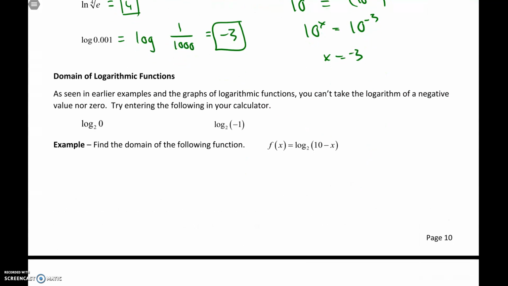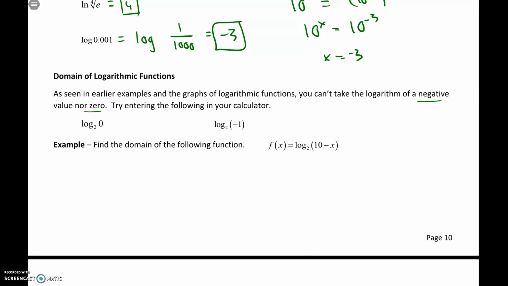As seen in earlier examples and the graphs, you can't take the log of a negative. All right, so I'm sorry, I got distracted here. We can't take the logs of negatives or zeros. You can only take the logs of positives. So it says try entering the following into your calculator.